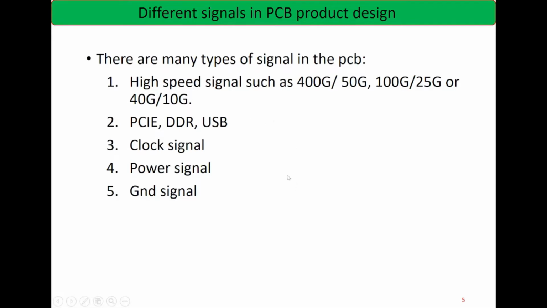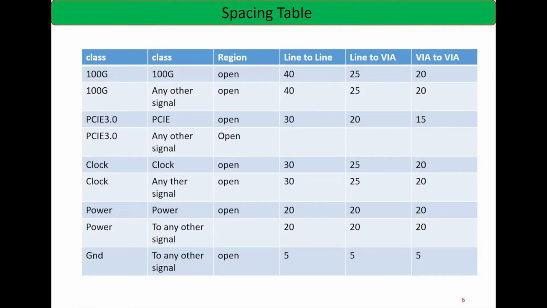Now the question comes, why do we need to divide these signals? We have to divide these signals because we need to give some gap, some spacing between these signals to avoid any crosstalk, to avoid any signal integrity problem. For that we need to create a spacing table, which is what I am calling it here, but different companies may give it a different name. Basically this is the spacing table, and we need to enter this information in the layout.